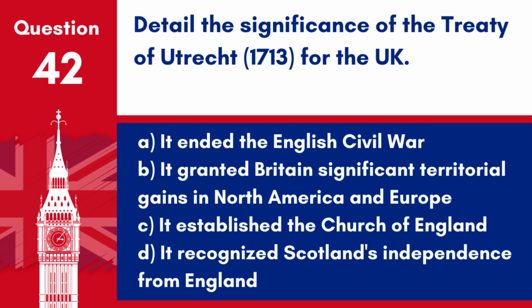Question 42. Detail the significance of the Treaty of Utrecht, 1713, for the UK. A. It ended the English Civil War. B. It granted Britain significant territorial gains in North America and Europe. C. It established the Church of England. D. It recognized Scotland's independence from England.